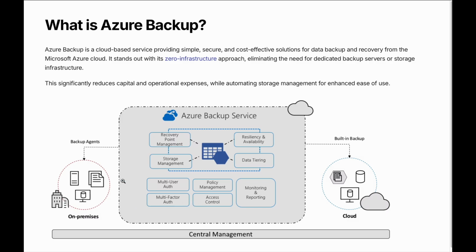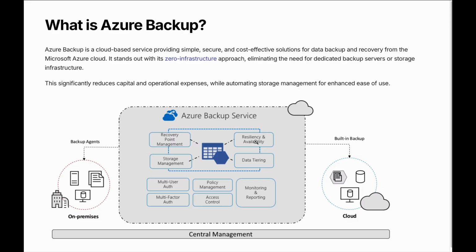So if you look at this diagram, on the on-premises side, the backup agents get installed, and then that data gets pushed to the Azure Backup service. And in the Azure Backup service, we've got recovery point management. So suppose in a VM, whenever we take a backup, it creates a particular recovery point, and we can restore from there. We have got resilience and availability. Basically, that will move your data across the regions, depending on what we define while we are creating our vault, where all the data goes in.